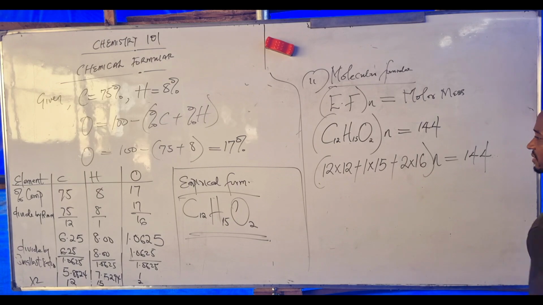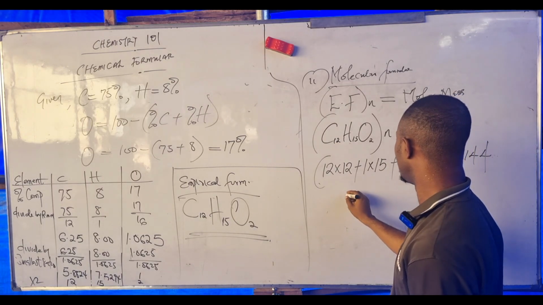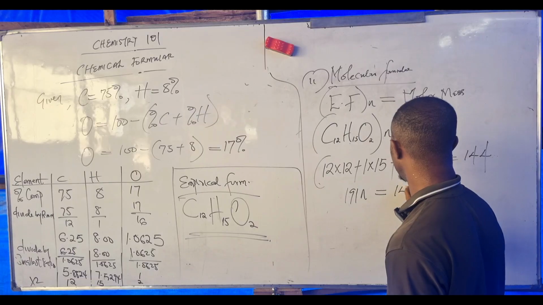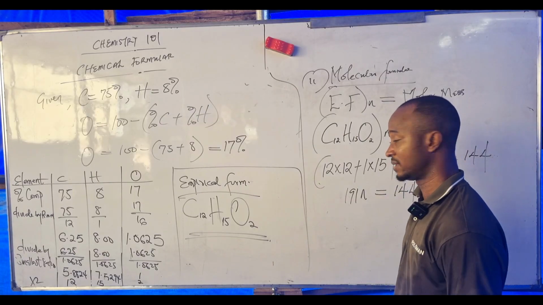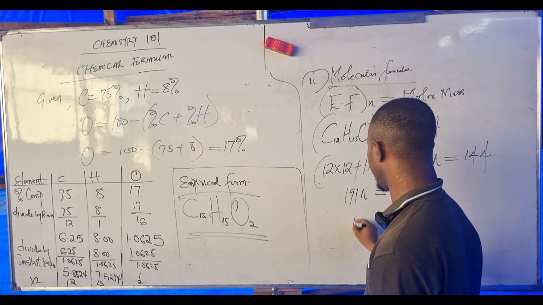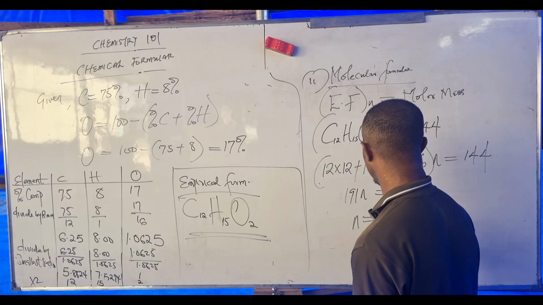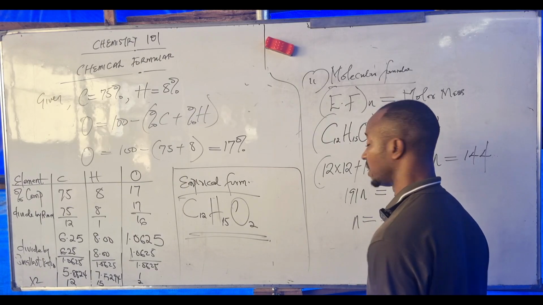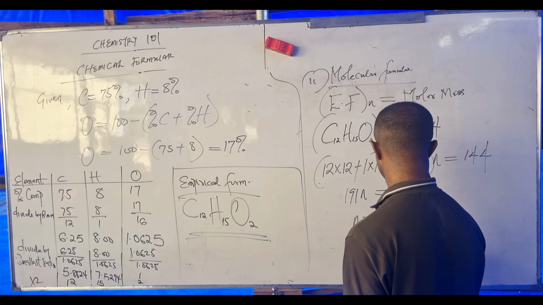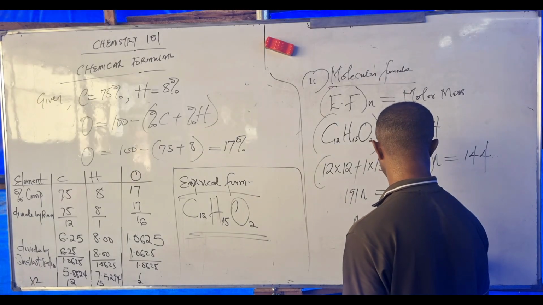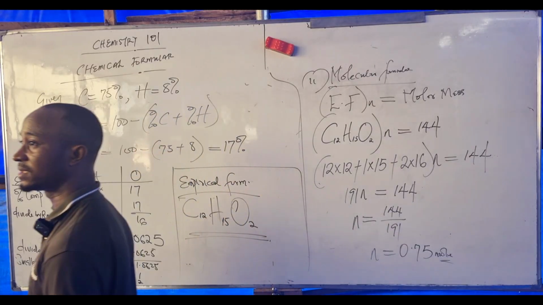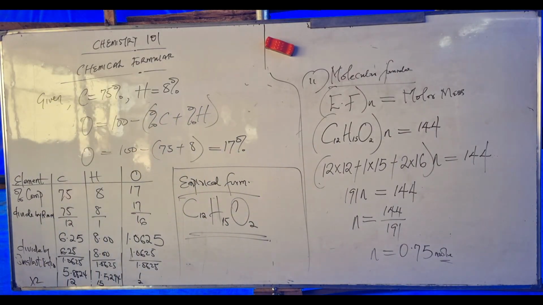What do you have here? Are you sure? 191. N equals to what? 144. There's a problem here. Hope you're aware. So N is equal to what? 144 by 191. What's our N? 0.75, Abi? Moles. Okay, put this on first. Let's see what is the challenge.